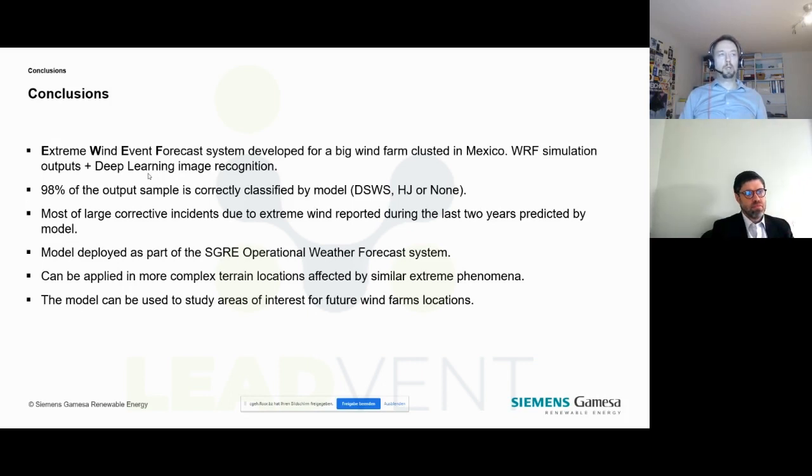And in the future, we plan to apply this in even more complex terrain locations, which might be affected by very similar extreme phenomena. And also the model can be used to study areas of interest where we don't have any turbines yet, but where we want to locate turbines possibly.